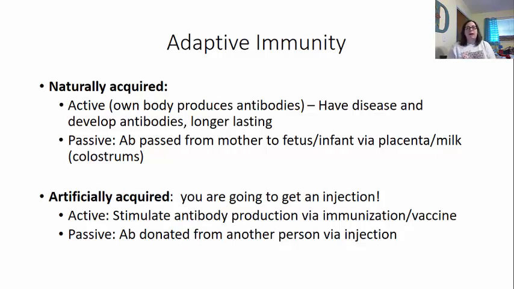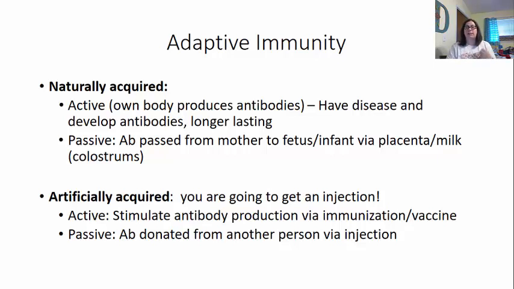We also see that we have passive artificial. This is where the antibodies are donated from another person and they're injected into you. One example we see of this is if a mother is Rh negative. Okay, if the mother who's pregnant is Rh negative, she gives birth to an Rh positive baby.